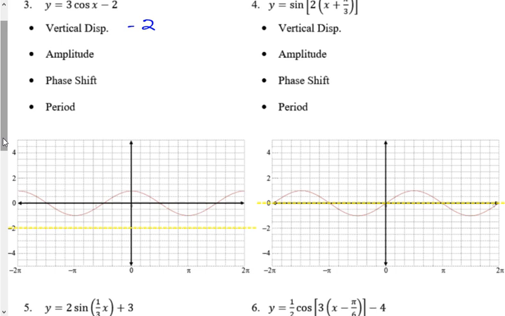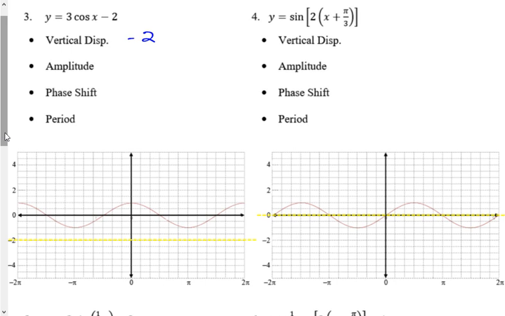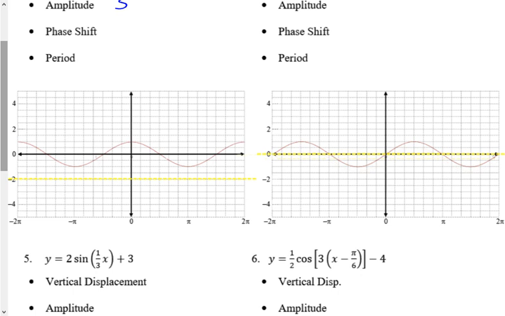Next, I look at the amplitude. Amplitude for this function. Anyone? Is 3. So then, I get out my ruler again, and I say, well, my maximum has to be 3 units above my center line, so up here at 1. My minimum has to be 3 units below my center line, so down here at -5.